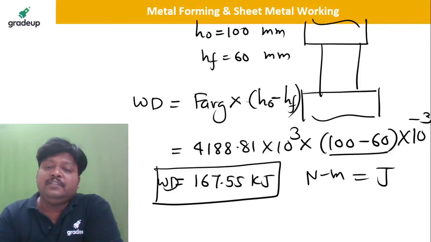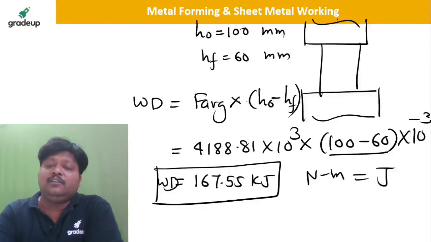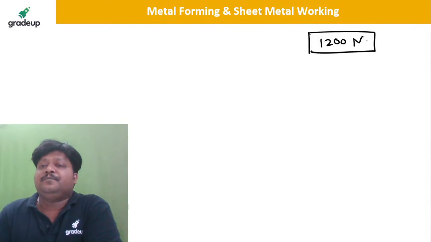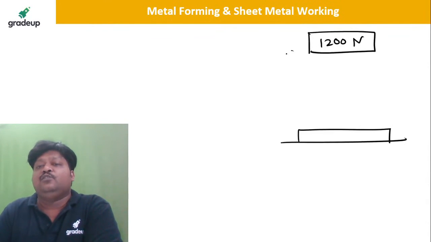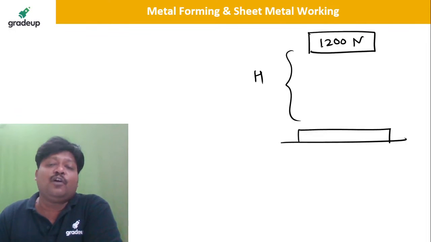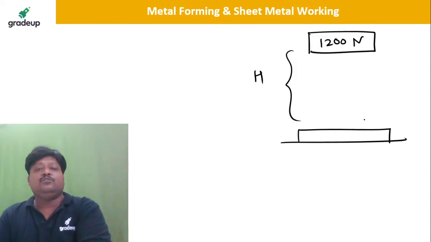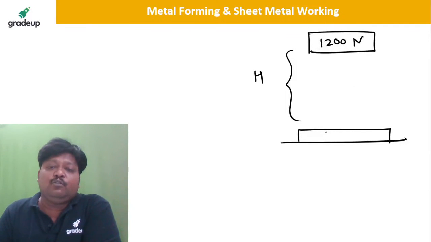Now what they are saying: if we use a drop hammer of 1200 Newton for the same work done, and this is our workpiece here, from which height are you going to drop this hammer? You know that the potential energy is converted into impact loads. Please remember that in the case of drop forging, the energy or the force will be 2 times.